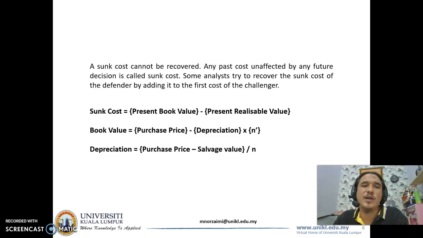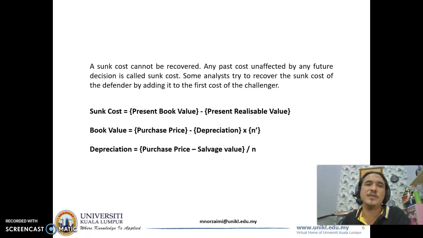And book value, how to calculate the book value? To calculate the book value, it is the purchase price minus depreciation, times the remaining number of years, the time we use the equipment. In terms of depreciation, it is the purchase price minus salvage value divided by how many years we have used the machine. Okay, these are the three criteria we need to calculate in the decision analysis.